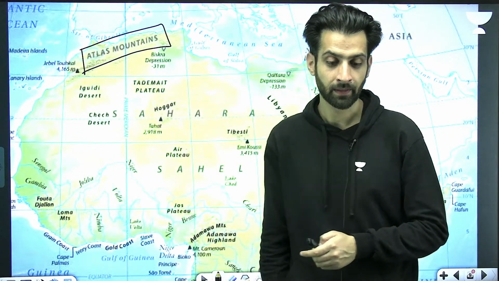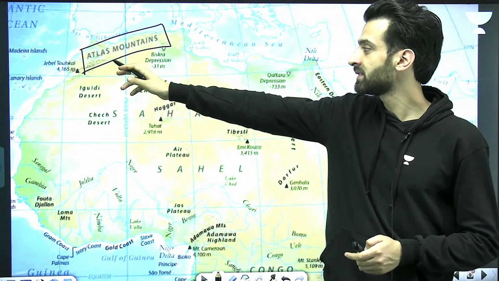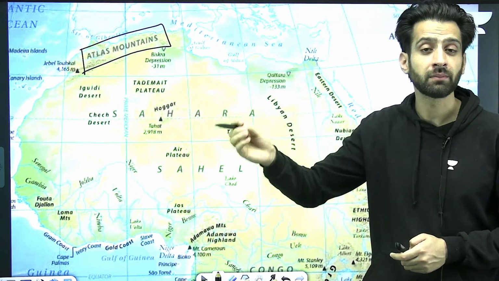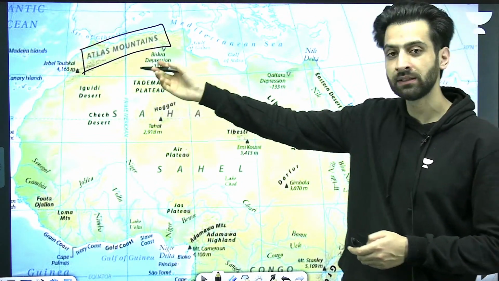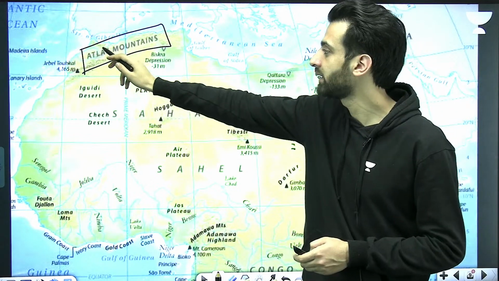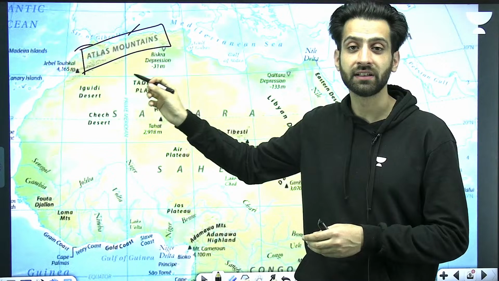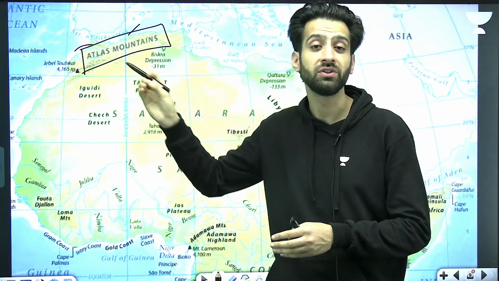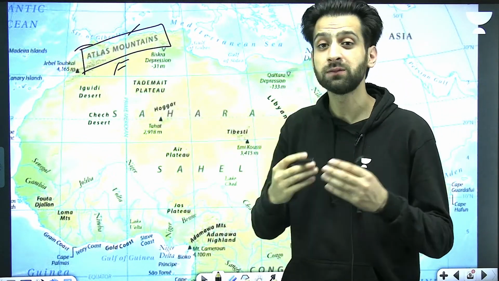Please do tell me in the comments if it's visible. See, this is the Atlas Mountains. It is located in the northern part, and if you are aware about the political map or the countries that are there, then this area is Morocco, Algeria. These are the countries that are there. So the Atlas Mountains are located in the Moroccan and the Algerian regions. These are the fold mountains. What are the fold mountains?